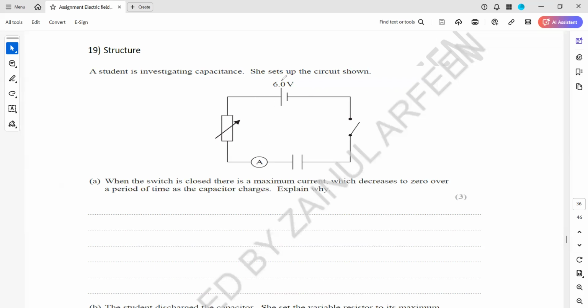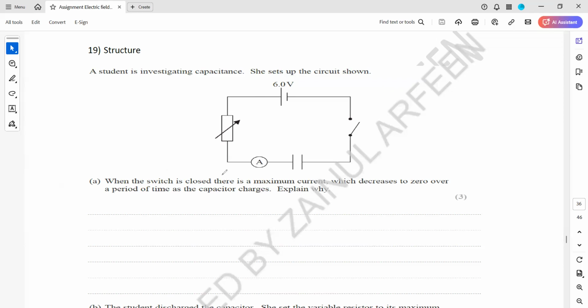If it was only a capacitor and the battery, in that case the capacitor will have the same voltage as the battery. But there's another component. So even though the capacitor is fully charged, it will not have the 6 volts, because some voltage will be there across a variable resistor.